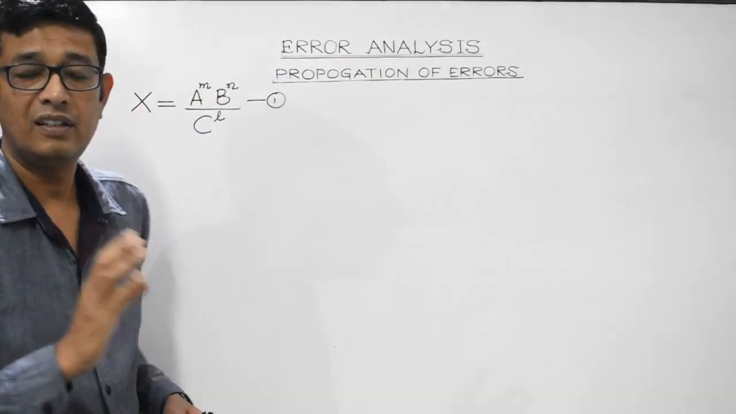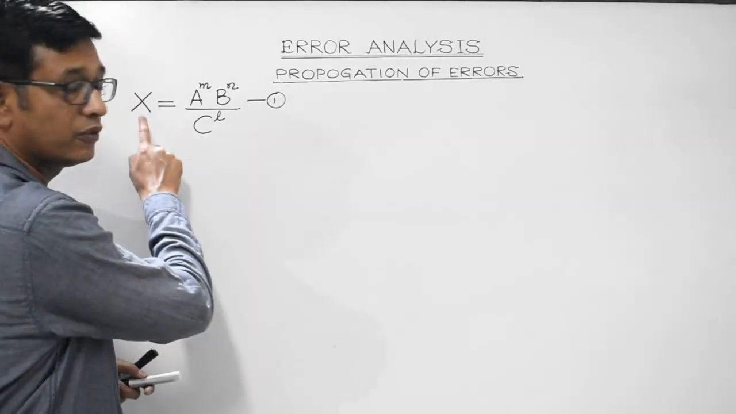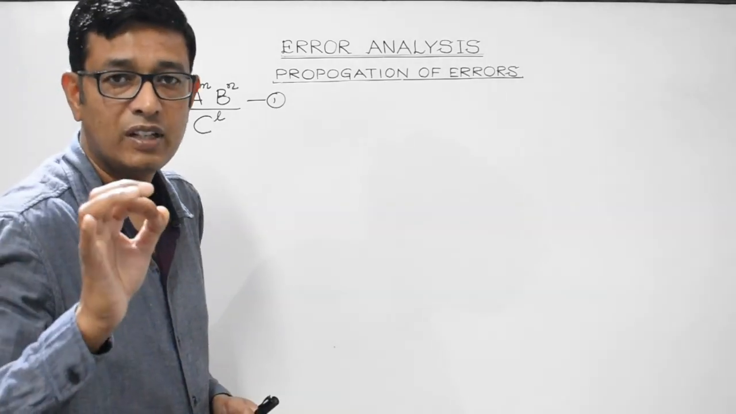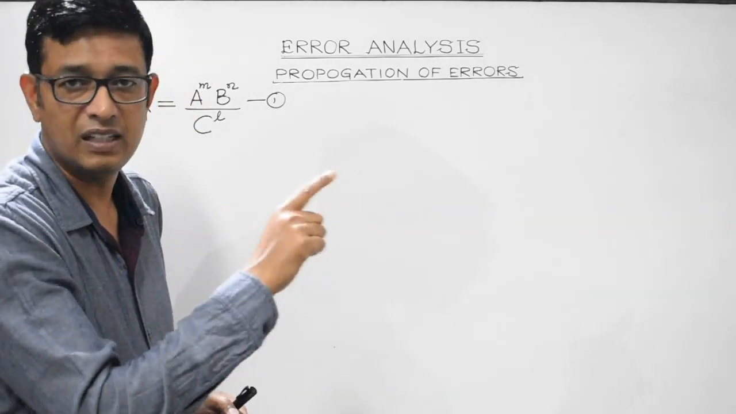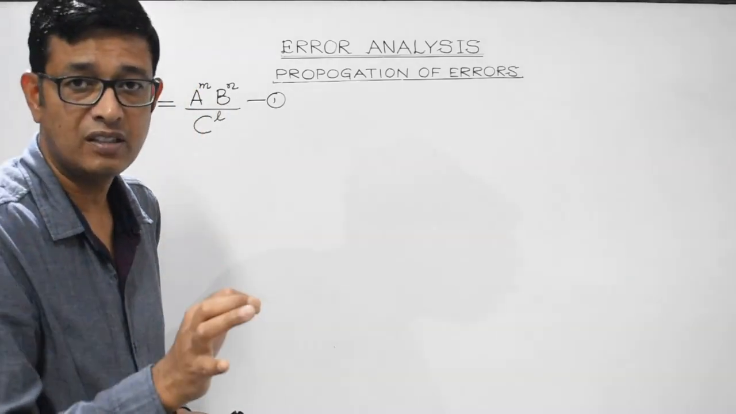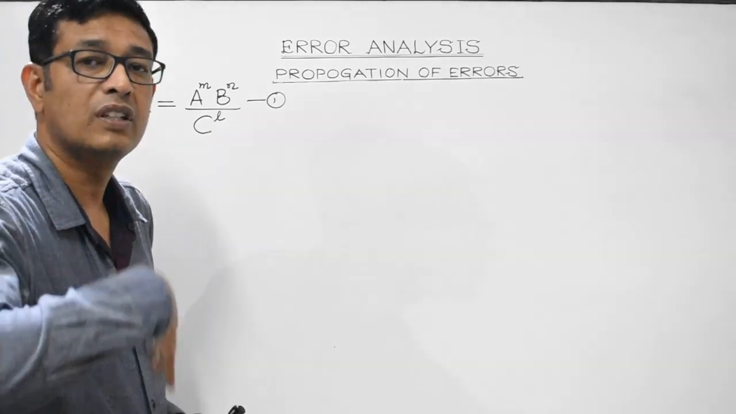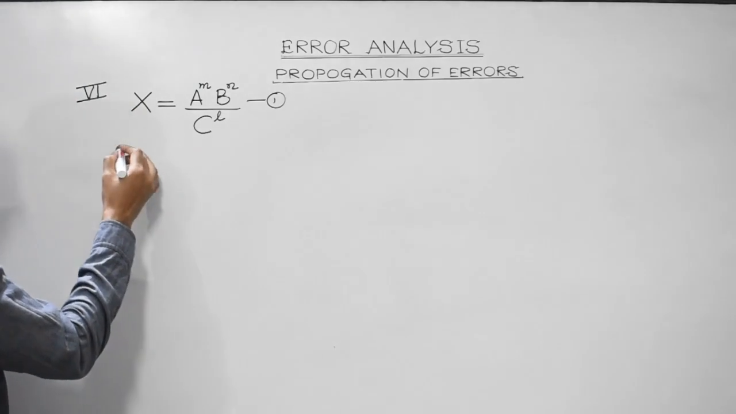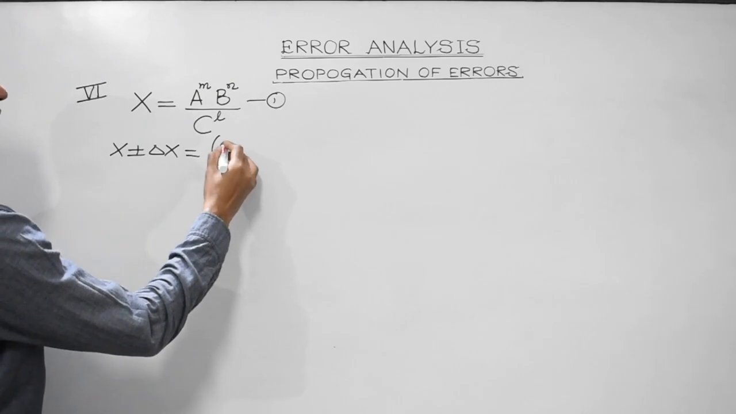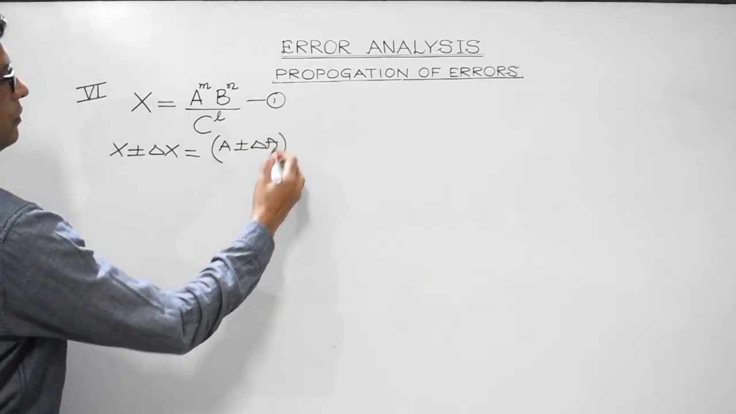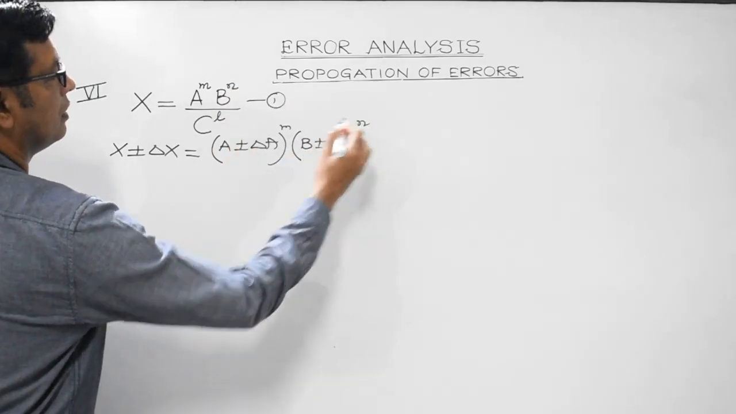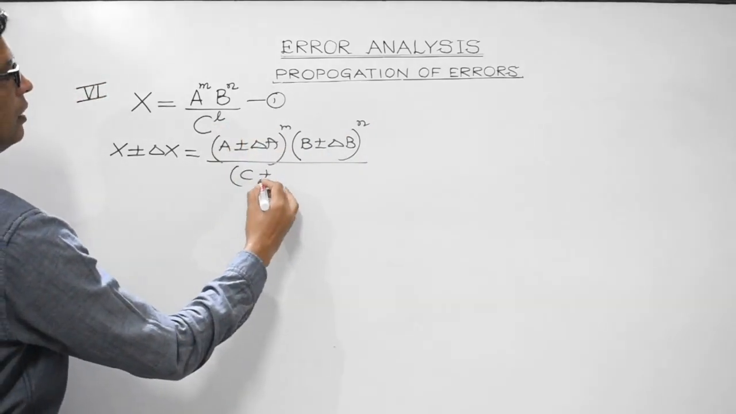Let del x be the absolute error in the measurement of the result, that is x. Let del a, del b and del c be the absolute errors in the measurement of a, b and c respectively. You must remember the second step: we need to write equation 1 in terms of their absolute errors. So x in terms of absolute error would be written as x plus minus del x. A would be written as a plus minus del a. B may be written as b plus minus del b. And c may be written as c plus minus del c.